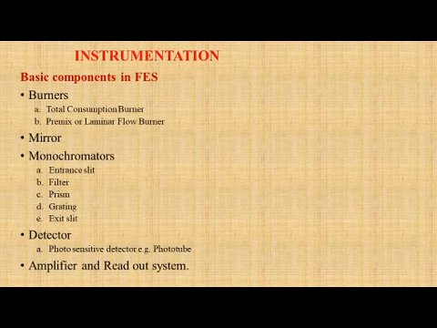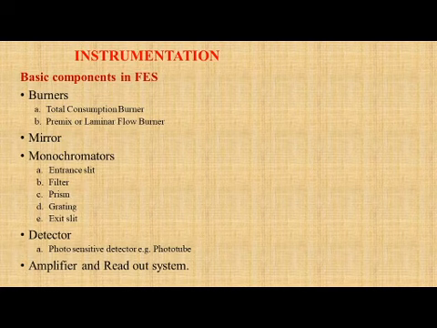It has basic components. First one, burners: total consumption burner, premix or laminar flow burner, mirror, monochromators. Different monochromators are used, and the monochromator consists of an entrance slit and an exit slit, followed by a detector, amplifier and readout system.